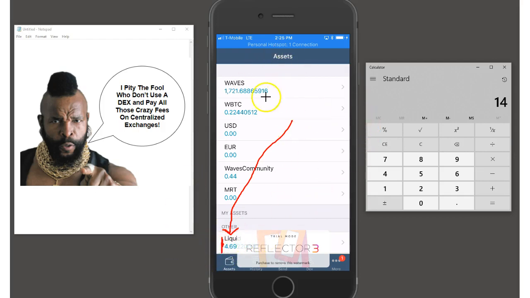So it's another good reason to use the Waves platform, and I'd say at the very least, if you trade at all and you don't want to be paying, say, $14, and you'd rather pay 4 cents for a trade, as I showed in that example, you should definitely at least check out the Waves DEX and give it a hard look.